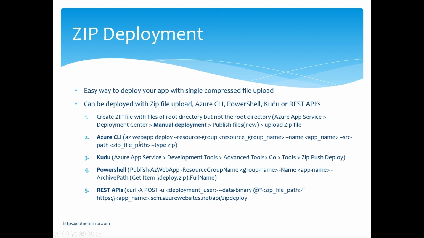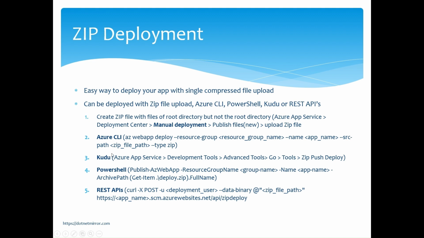You can use Azure CLI. You can use an Azure CLI command where you replace your resource group name, your app name, and the local file path, and you can run the CLI. It will deploy. And there's an option called Kudu, where you can go to the App Service development tools, advanced tools, and click on zip push deploy, where you can manually drag and drop the files. The first and third options are similar. I will show the third option as well in the video.